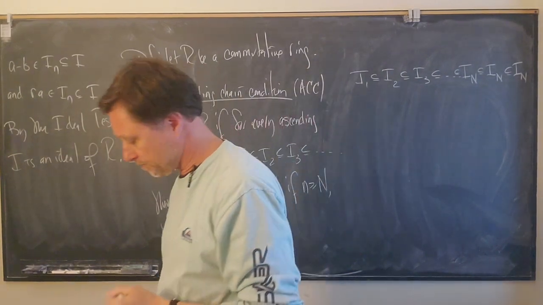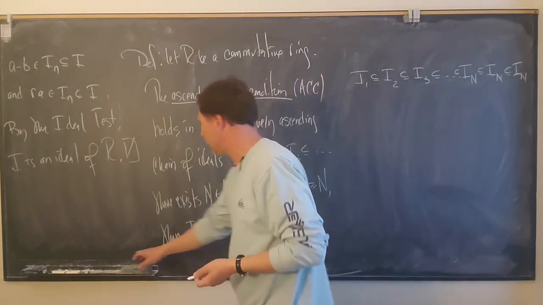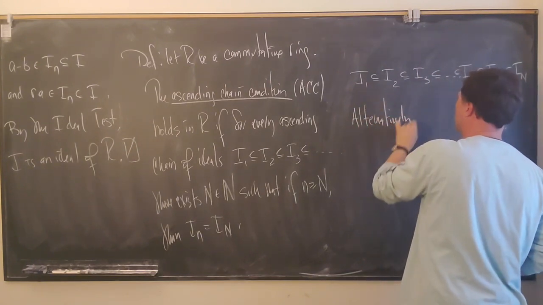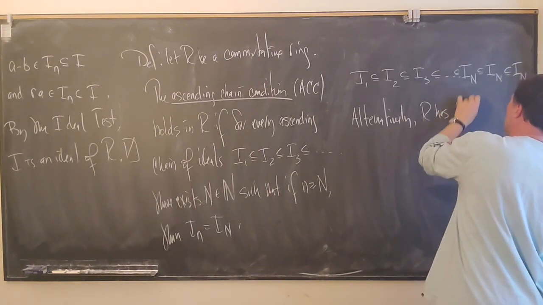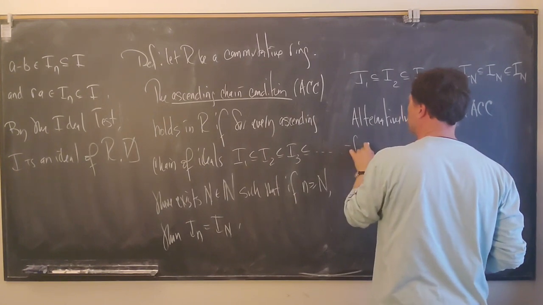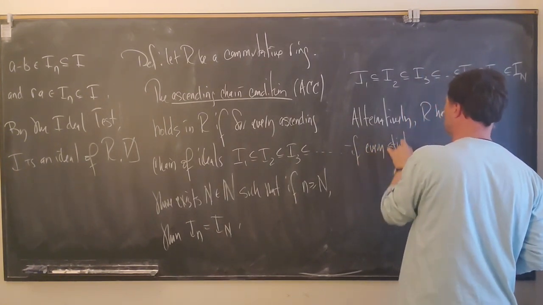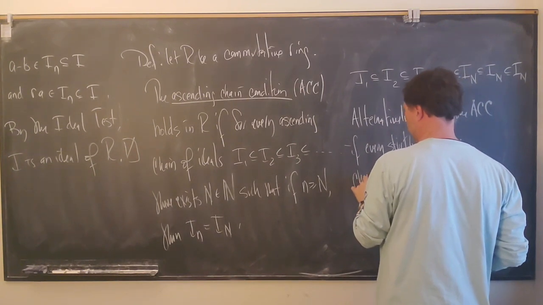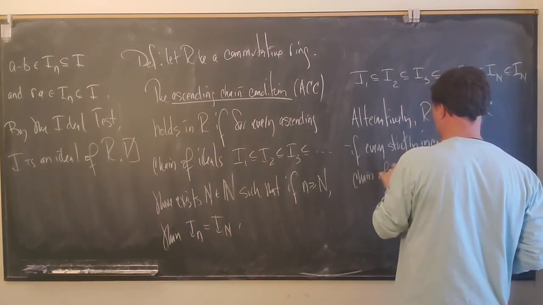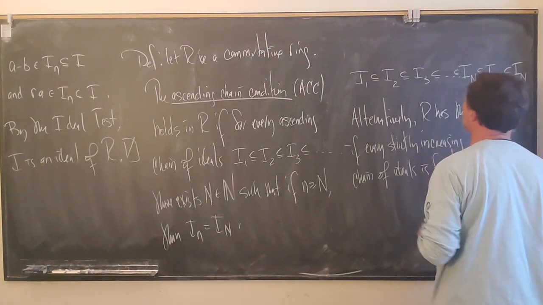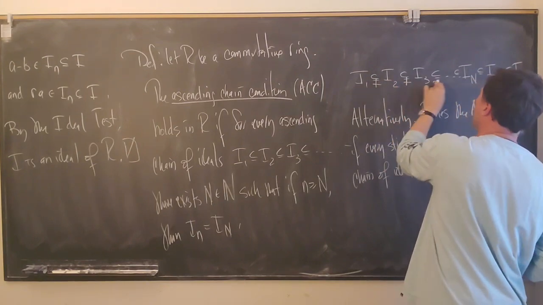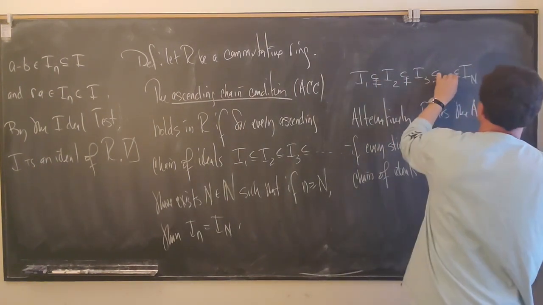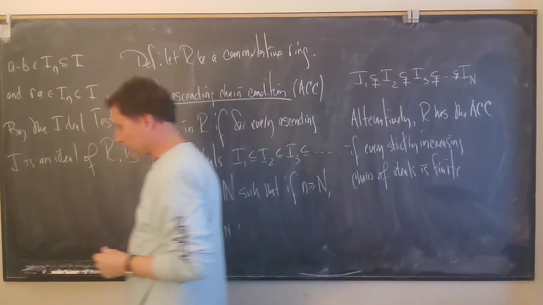Another way to say it is that, here's an alternative way to think of this. Alternatively, R has the ACC if every strictly increasing chain of ideals is finite. When I say strictly increasing, meaning that you have proper containment, right? At some point then, if you continue to have proper containment, then it has to stop, right? You can't go on forever having proper containment.